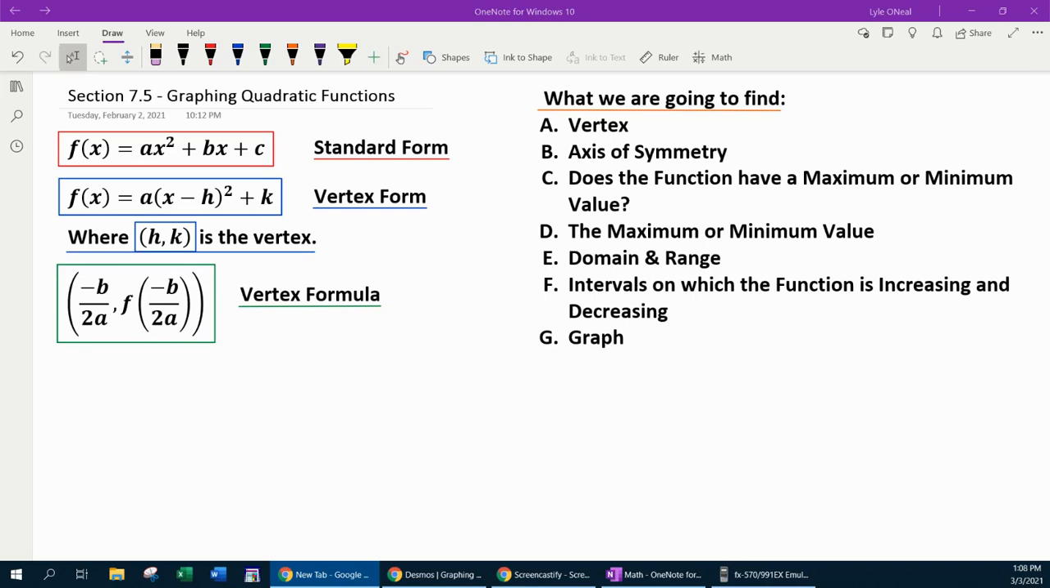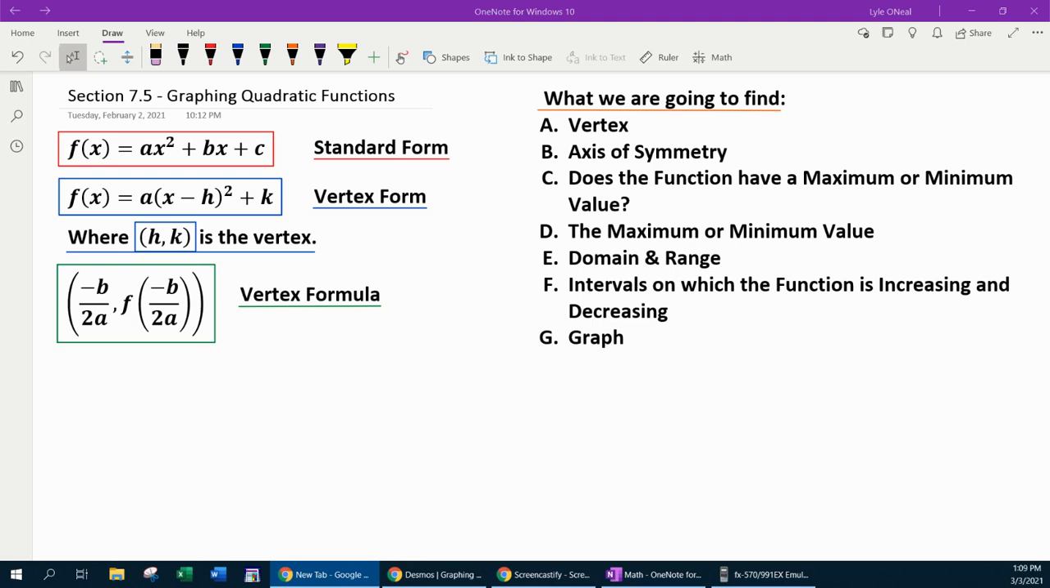First, we have some forms and formulas that we need to at least refer to here, starting with standard form, which you may recall from our previous section. Here we have the standard form of a quadratic function. Next, vertex form, which is another form of a quadratic function, where (h, k) is the vertex. And we will later talk about specifically what the vertex is.